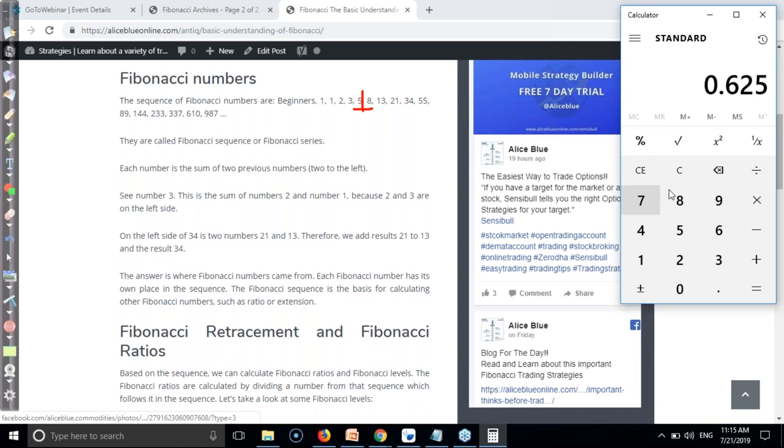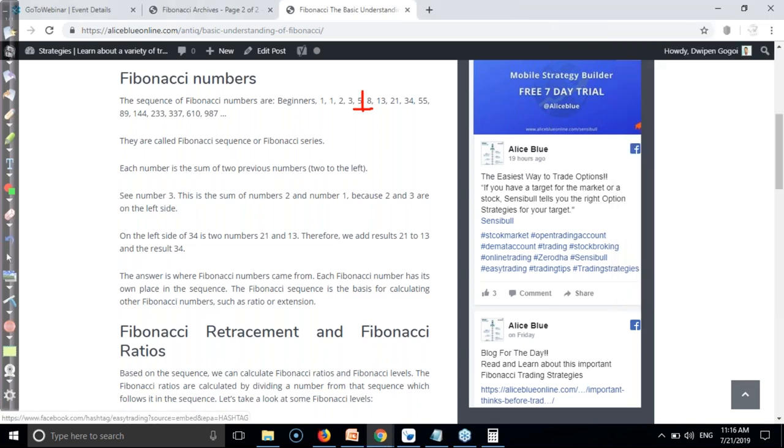If you want to see here, 13 divided by 21, we'll see 61%, right? Now Fibonacci number is coming like that, whatever we have seen in our chart, right?